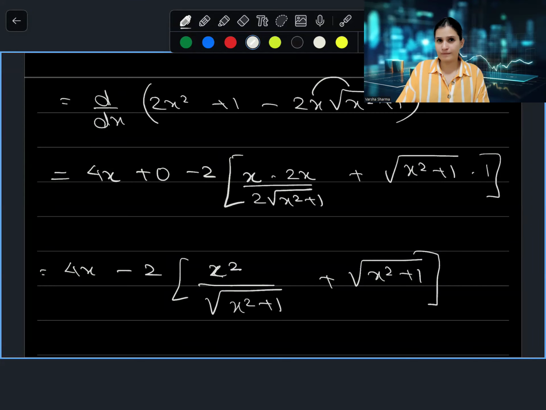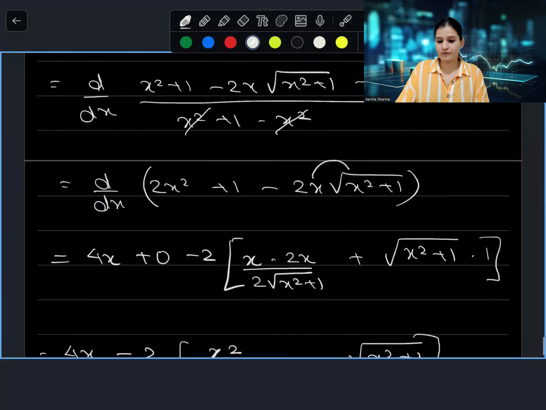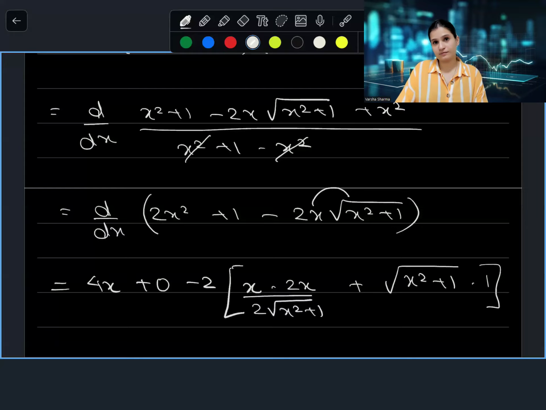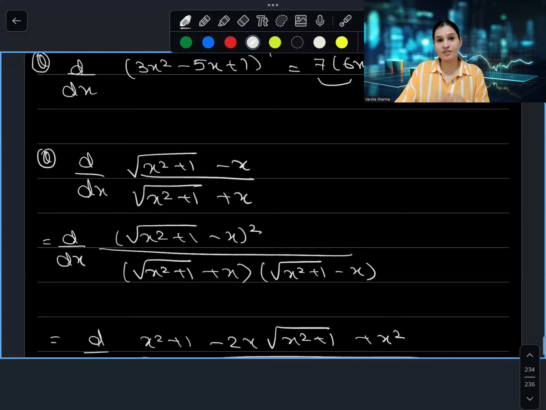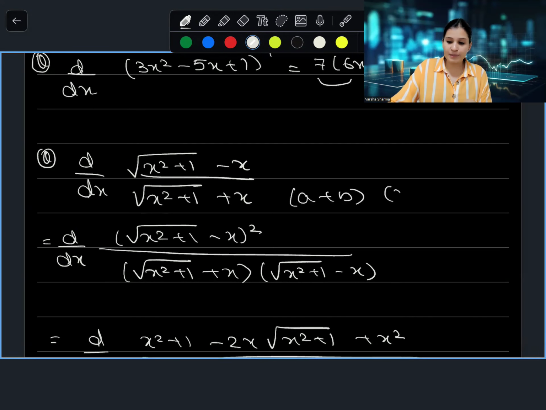Ma'am, the conjugate we usually take for the numerator. Denominator. Okay, because we want to remove the variable from the denominator. Ma'am, so we multiply by the denominator? We multiply with the opposite sign of the denominator. Below it was a plus b, multiplied by a minus b. Okay.